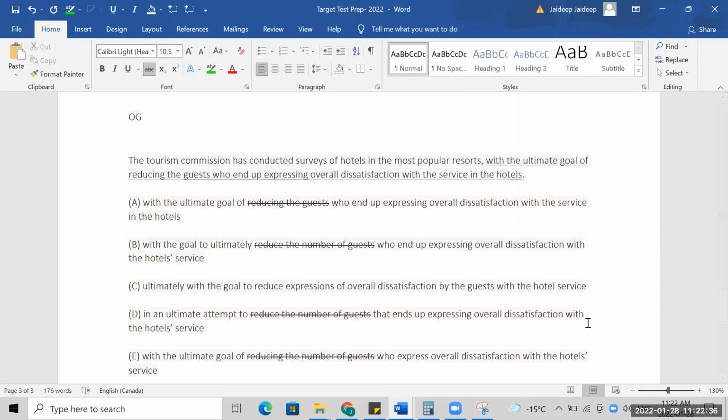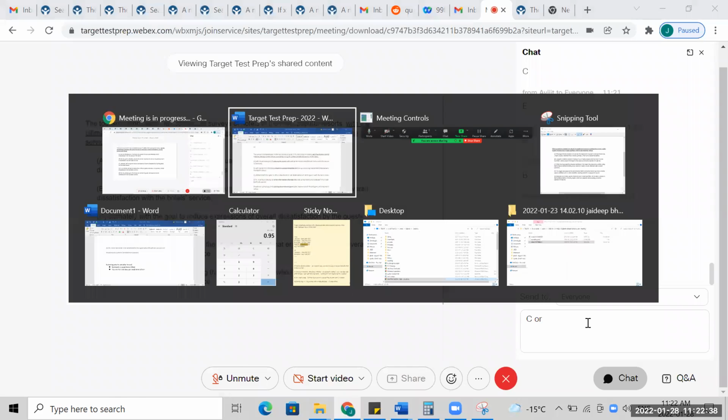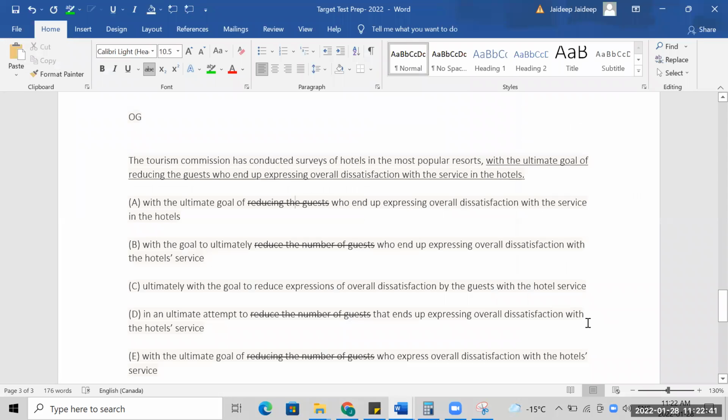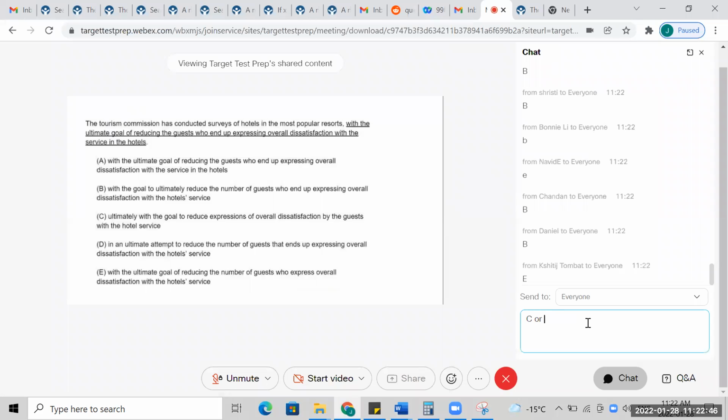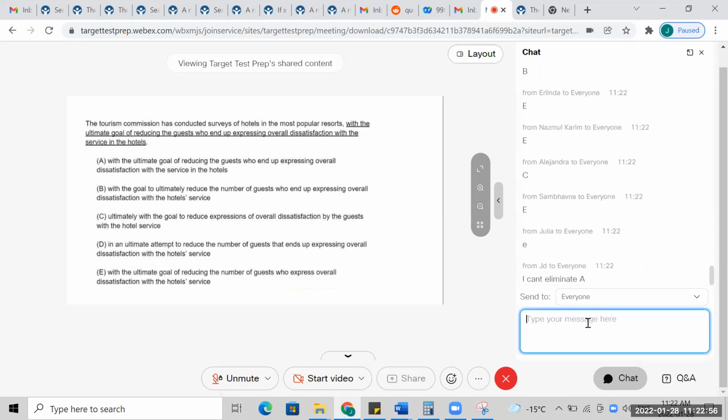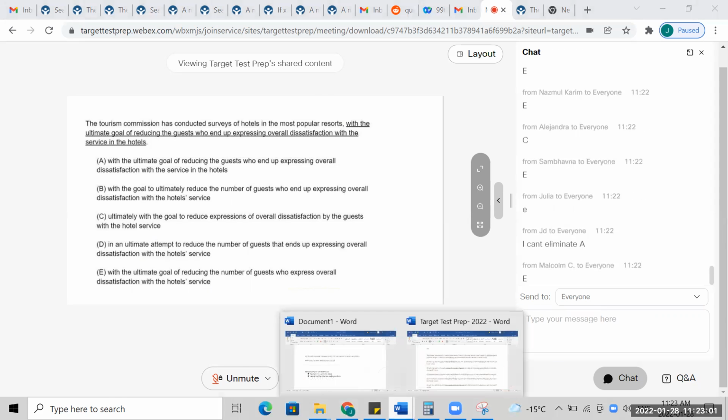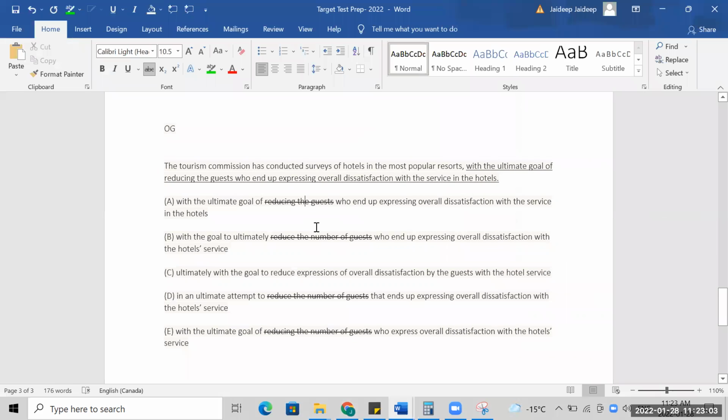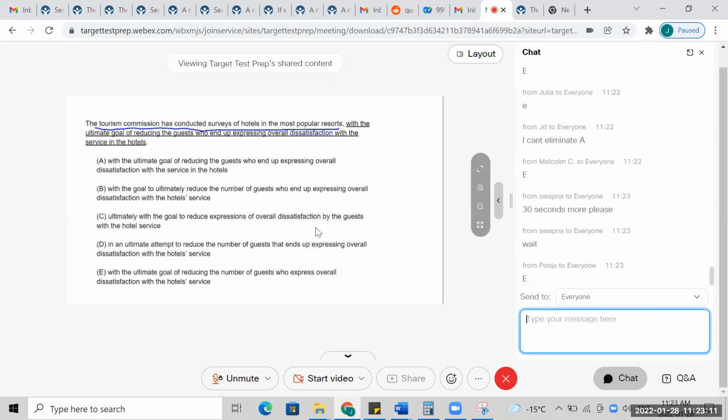Here we have a few different answers. Apparently, there's some easy outs. So let's go through this. Let's get rid of the easy outs first. Let's look for meaning, and let's check out modifiers. Looking at the first version, we're going to always consider the non-underlined portion too, right? The Tourism Commission. Okay, I'll give it a little more time.